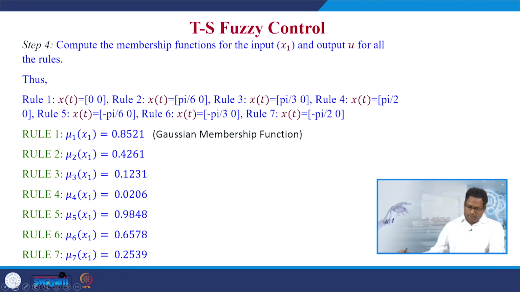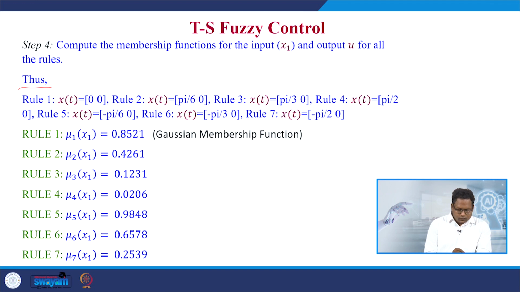Then step 4, compute the membership functions for the input x1 and the output u for all the rules in this case, because x2 is considered to be 0. So, let us focus only on the input variable being x1 and u the output, in order to move further for finding the membership functions. For all the rules we are going to find the membership function values for x1 and u.